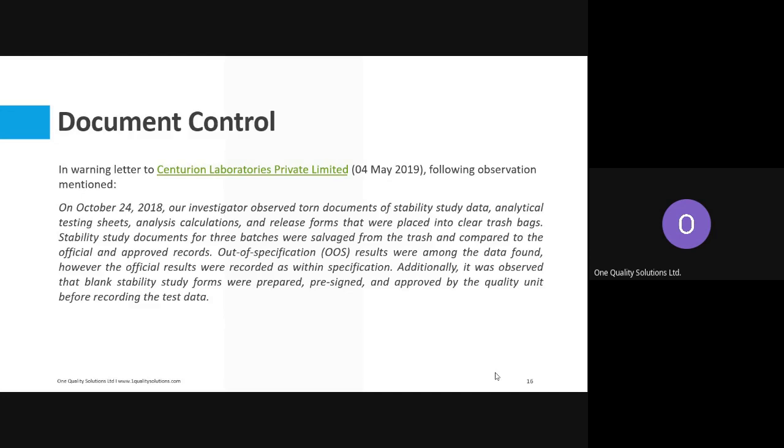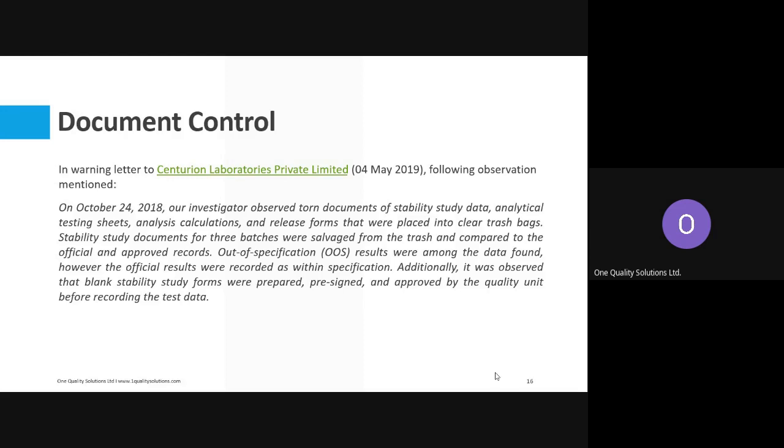Document control. Yes, this is a very important topic to ensure data integrity. So here we have included an example from a warning letter. The example observations shown in the slide, I'm reading for you. On October 24, 2018, our investigator observed torn documents of stability study data, analytical testing sheets, analytical calculations, and release forms that were placed into clear trash bags.